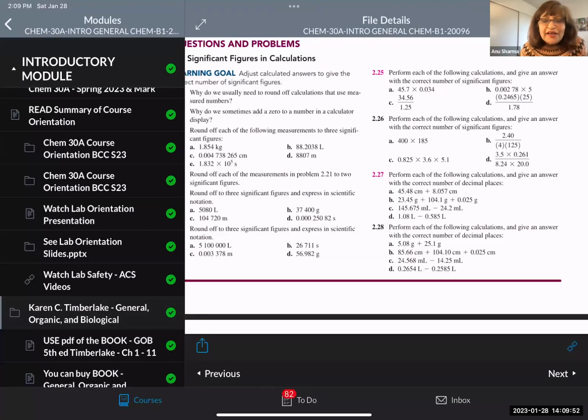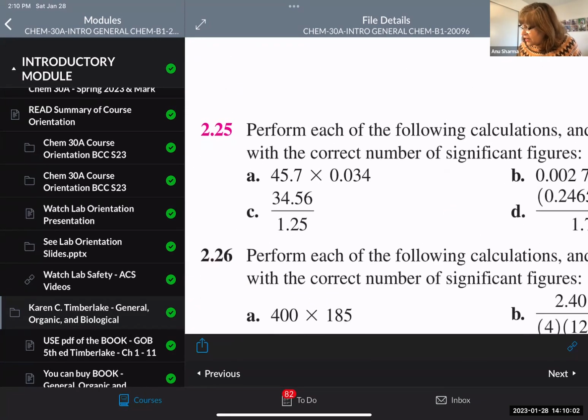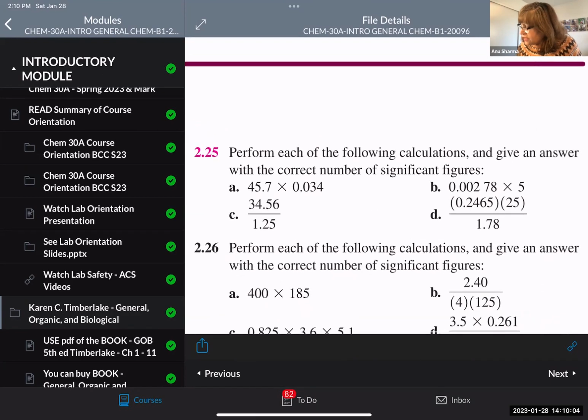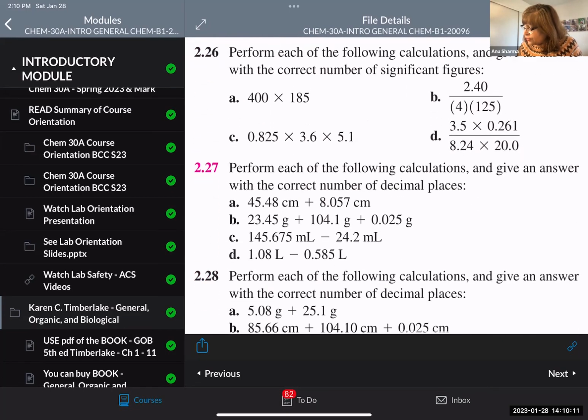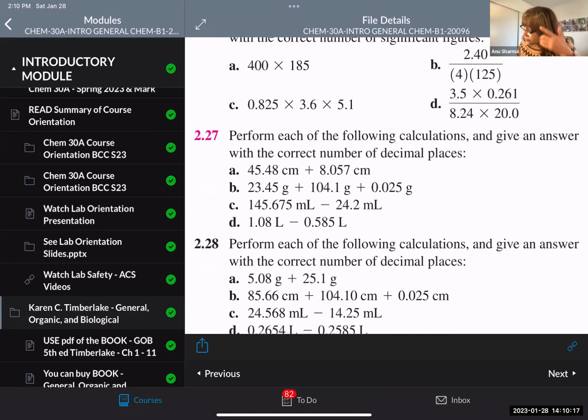Hi guys. Okay, so in this video, we are going to look at the homework problems 25 and 27. Problem number 25 looks at calculations based on the correct number of significant figures, writing the answer based on that. The 25 relates to multiplication and division, and the 27 relates to addition and subtraction, okay?